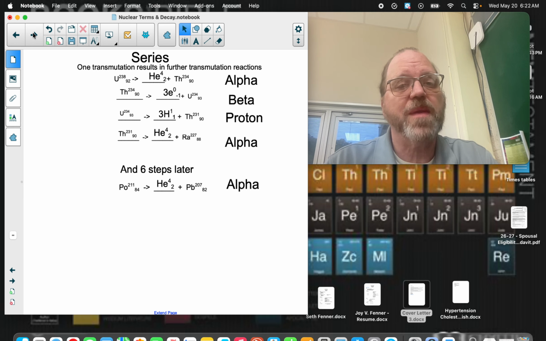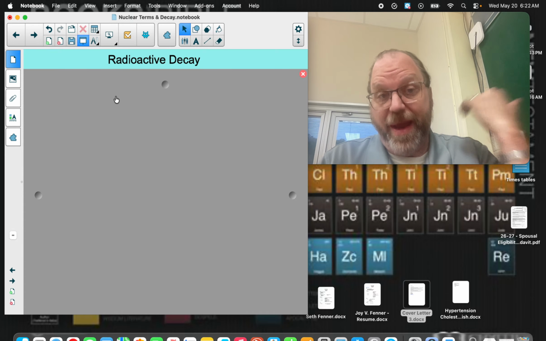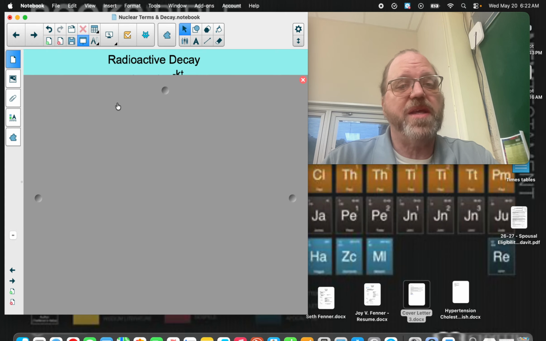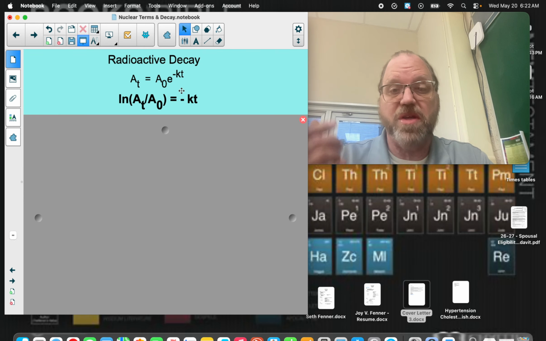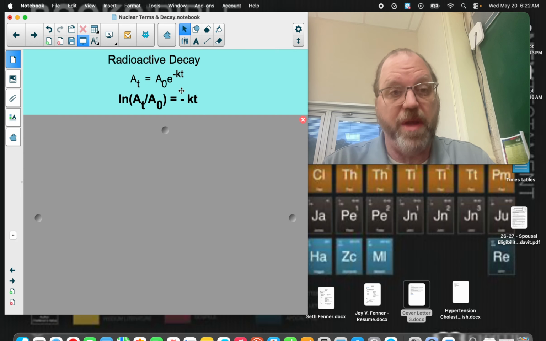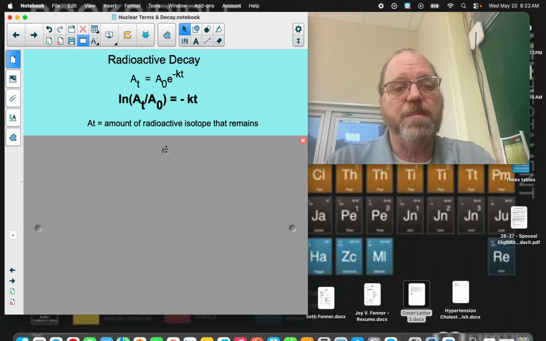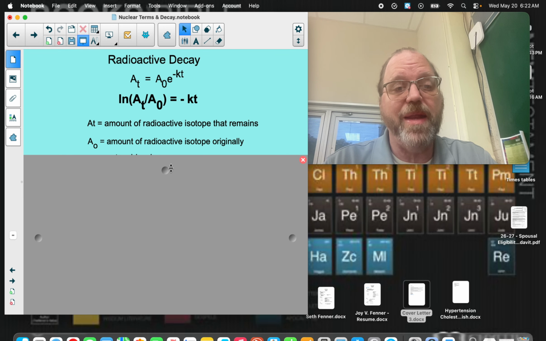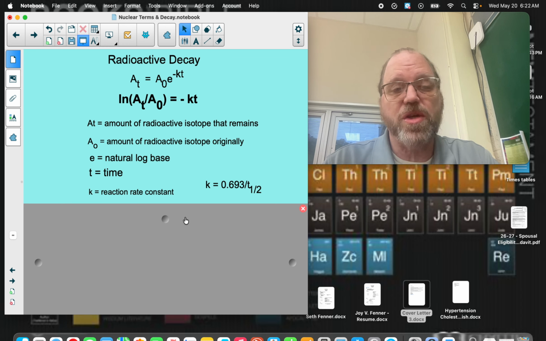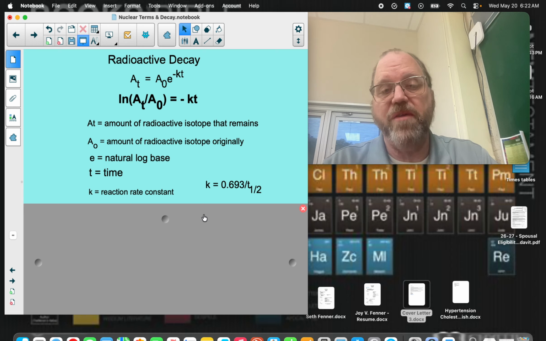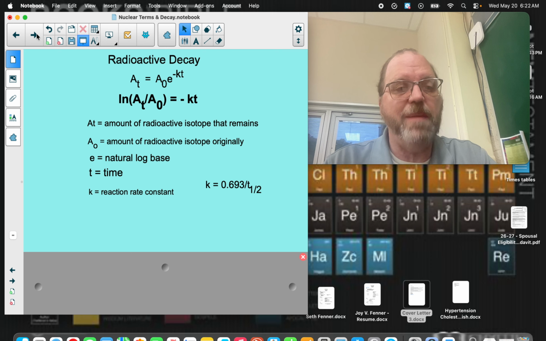All right, awesome. Now, last thing we're talking about is actually something we talked about this year and last year. It's radioactive decay. These are 2 reactions here. These are first order reactions. AT is the amount of radioactive isotope that remains. AO is the amount that we originally had. E is the natural log base. T is time. K is a reaction constant, which is defined by 0.693 divided by T1/2. If you go back to first order reactions, you'll see these are exactly the same.